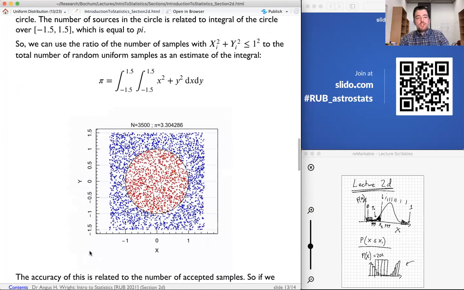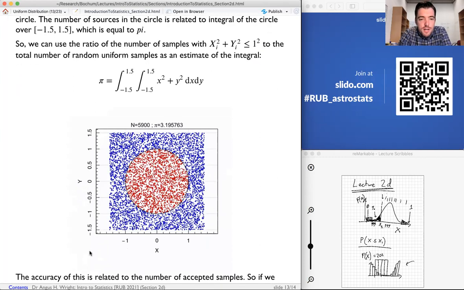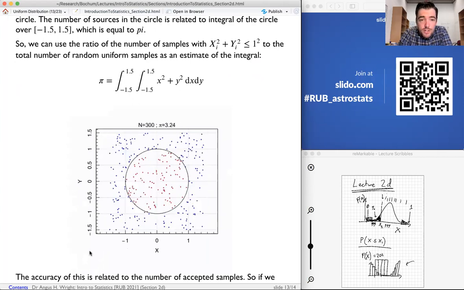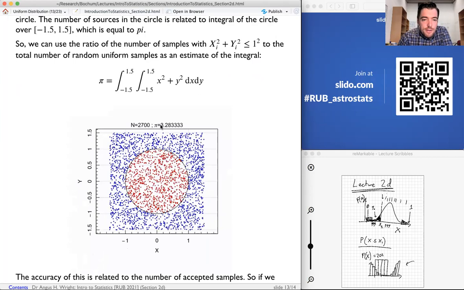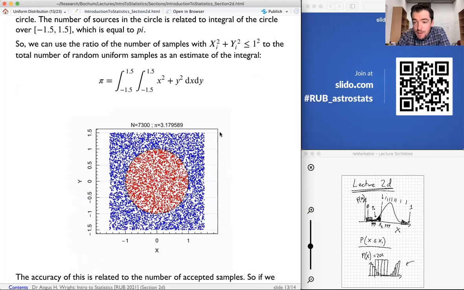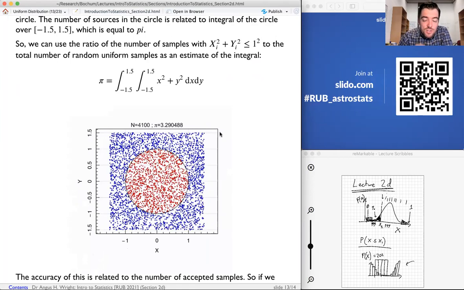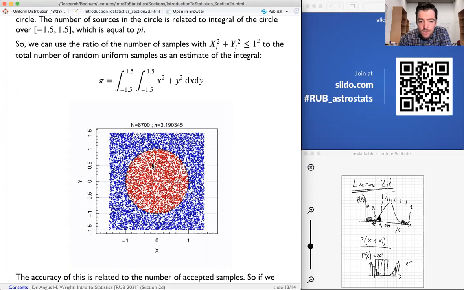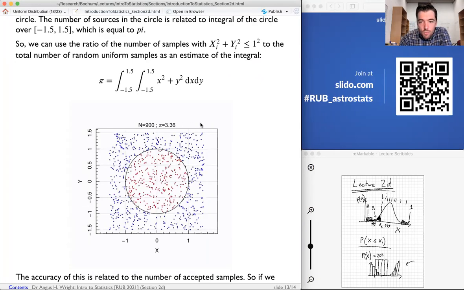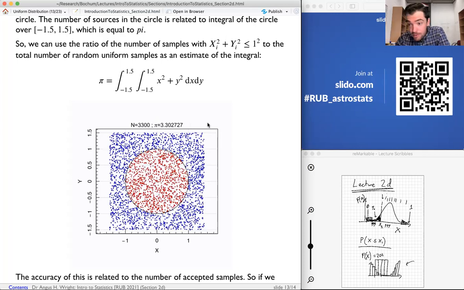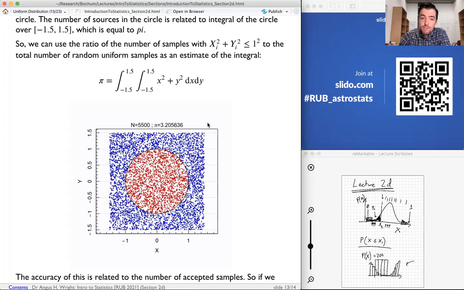I can simulate this. I can generate random observations, and I can calculate the value of pi. And what you can see is that I start out with an estimate of 3.2, which is good enough for most astronomers, certainly not for particle physicists. And as we increase the number of observations, the noise on that particular estimate of pi goes down, and you end up converging towards the true value of pi in the limit of infinite numbers of random samples.